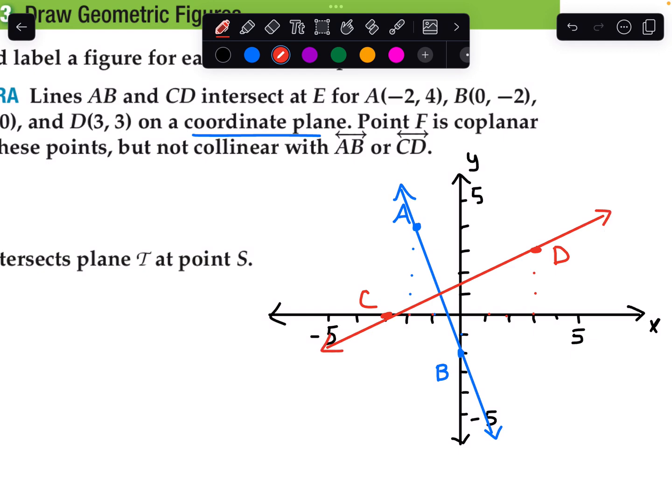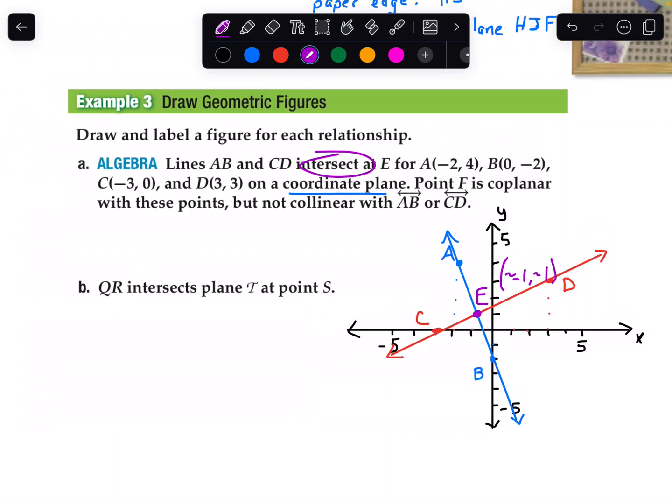That'll do for line CD, which means they intersect at E, so that will be point E. We are not tasked with identifying the coordinates of point E, but it does appear to be at approximately -1, comma, approximately 1. That is just a graphical estimate, might not be exact. You can run the algebraic calculations to determine that with certainty.